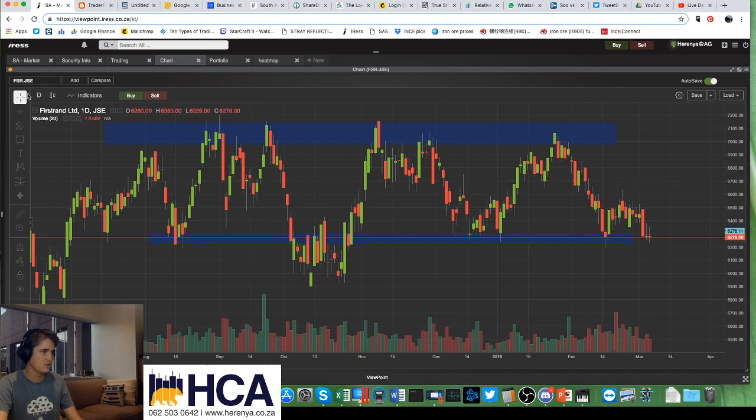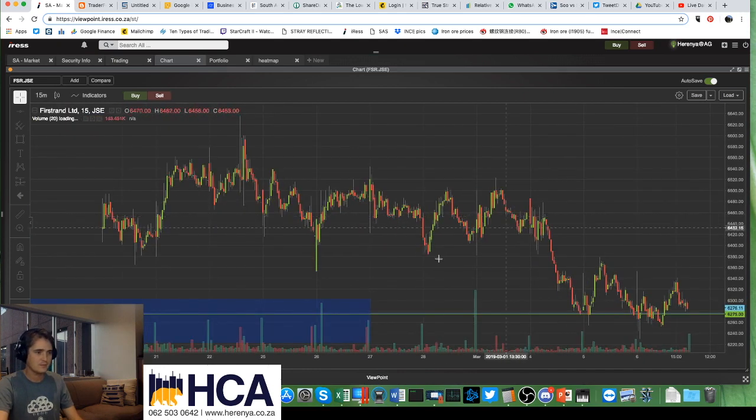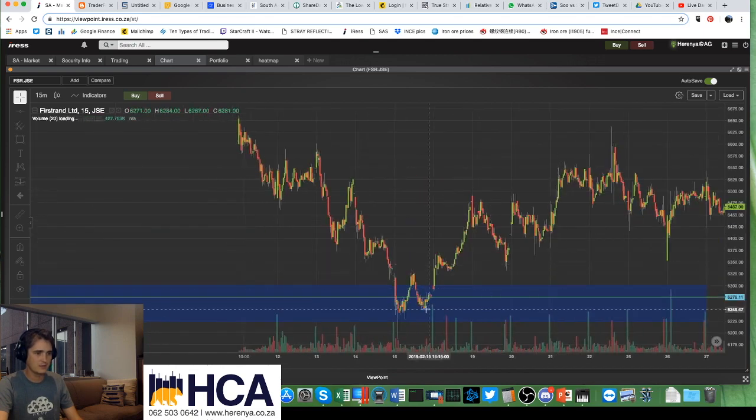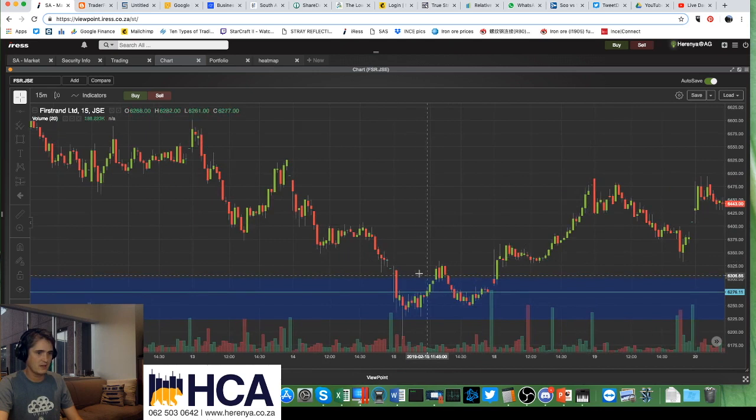Okay, so if we then go to shorter term time frames, let's say we go to 15 minutes, and we zoom out a little bit, and we can see, okay, here we enter into the zone, and we have a bit of a consolidation here.